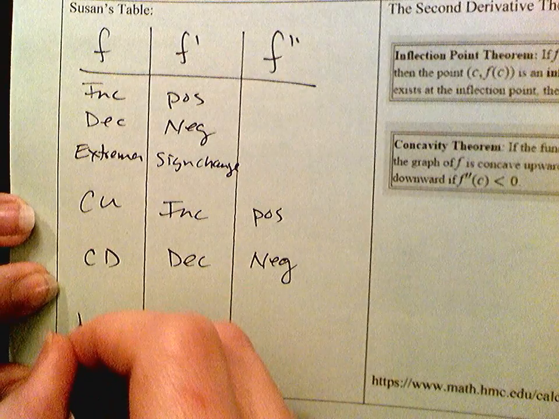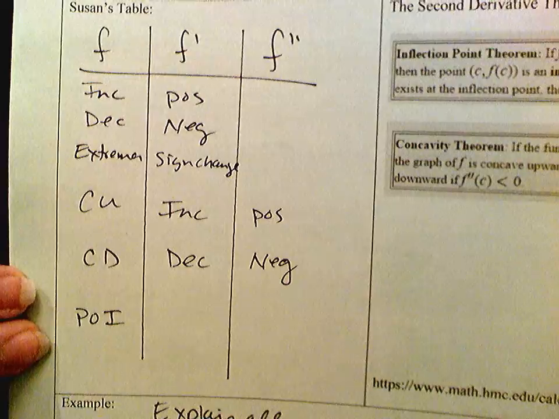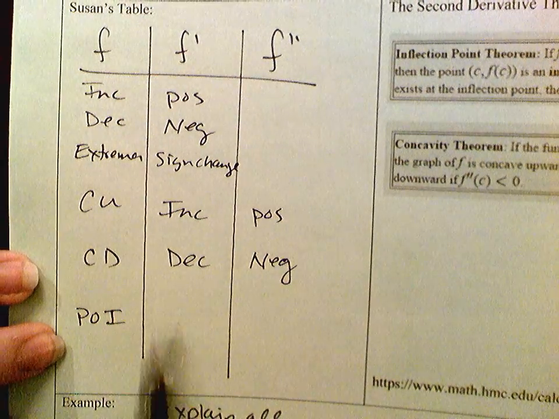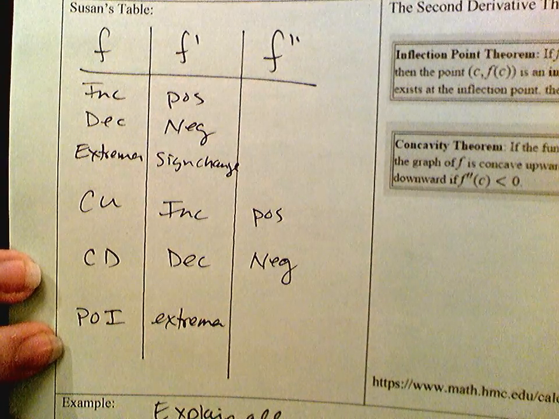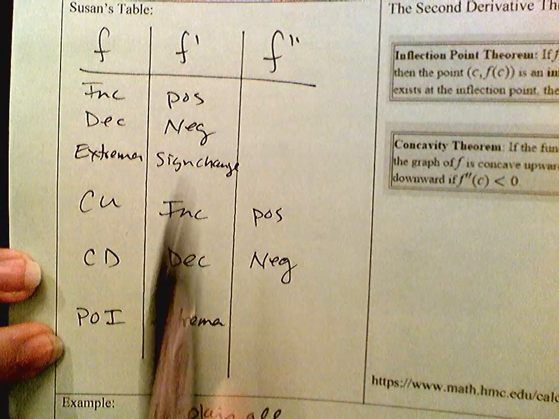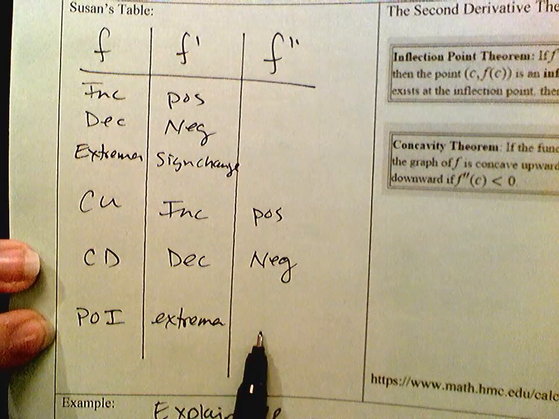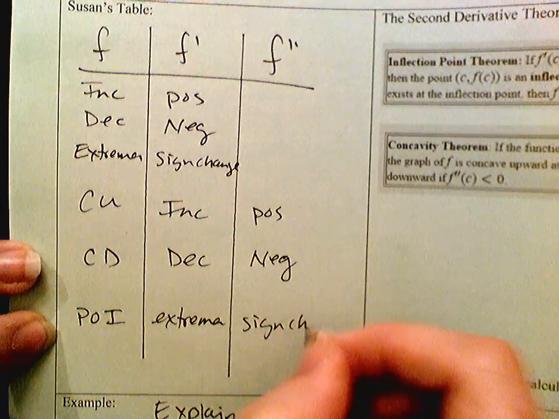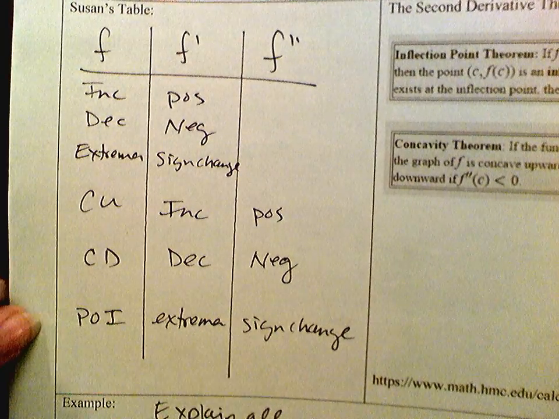And then a point of inflection, where we change from concave up to concave down, you will know you're dealing with a point of inflection if you've got an extrema of the first derivative, and you'll know you have an extrema of the first derivative if you observe a sign change in its derivative. Okay, its second derivative. So this we're sort of repeating down here.